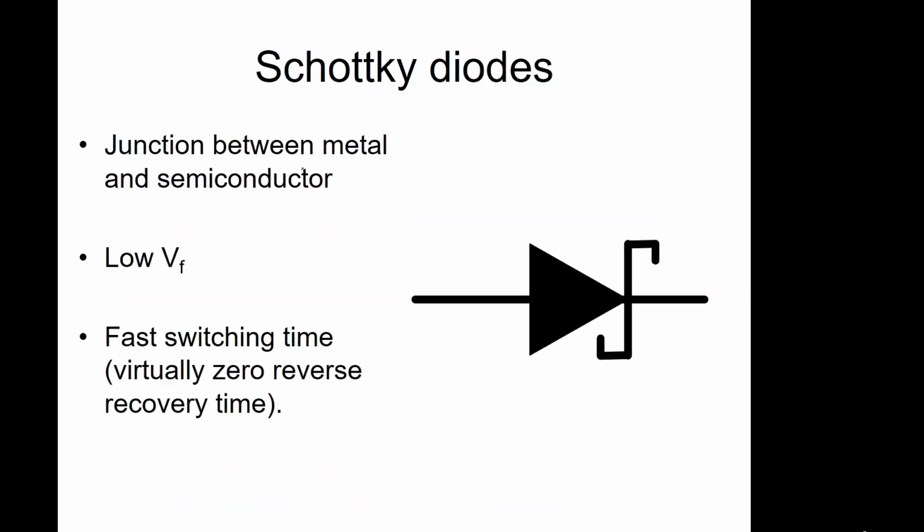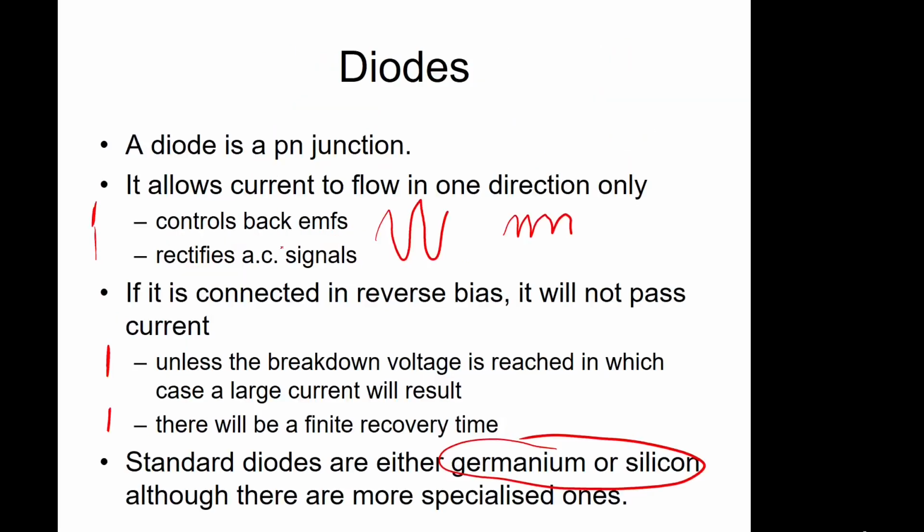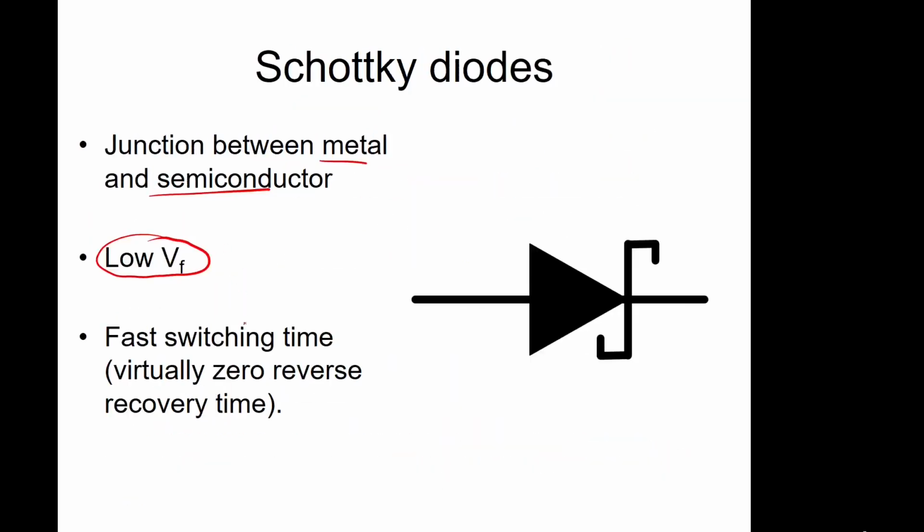So in the case of Schottky diodes, this is a metal on a semiconductor. They've got the same operational characteristics as a normal diode, except they've got a very low forward bias. So in order to get current to flow in the forward direction, you don't need much voltage to get this current flow. And you've got a very fast switching time, so there's virtually zero recovery time on these things. So you can think of Schottky diodes as very high performing diodes.